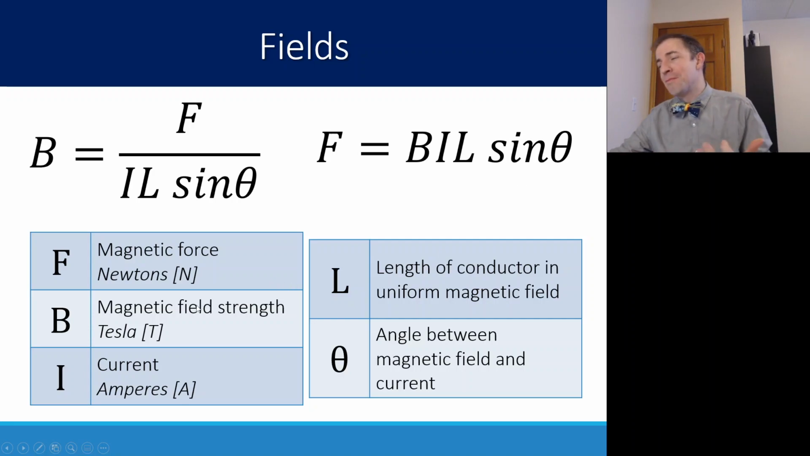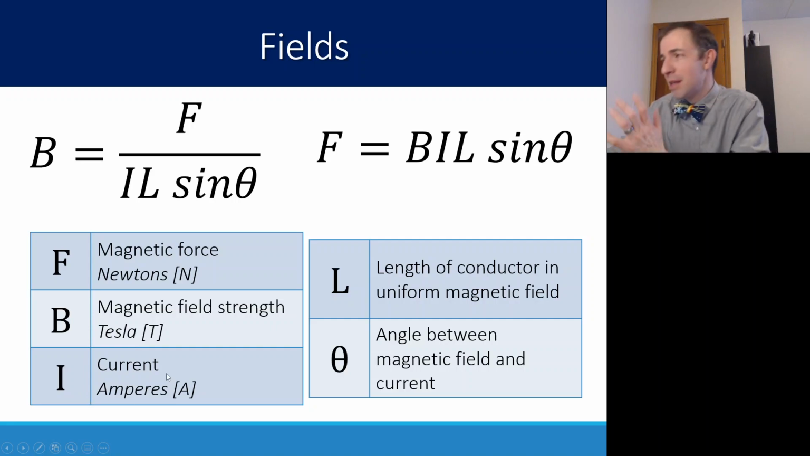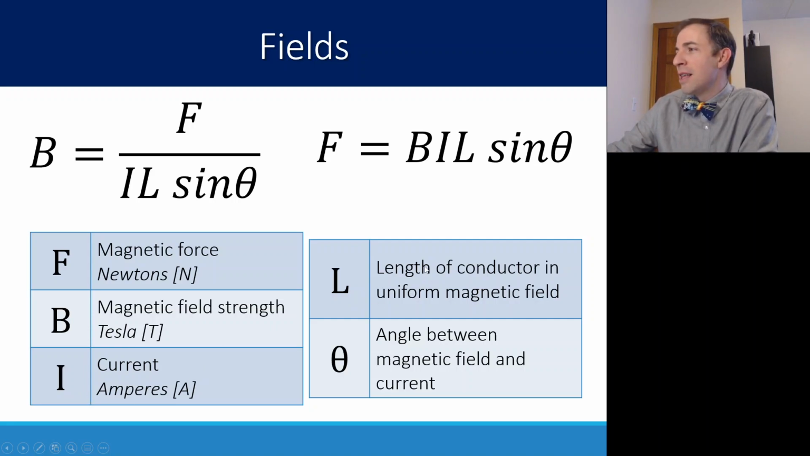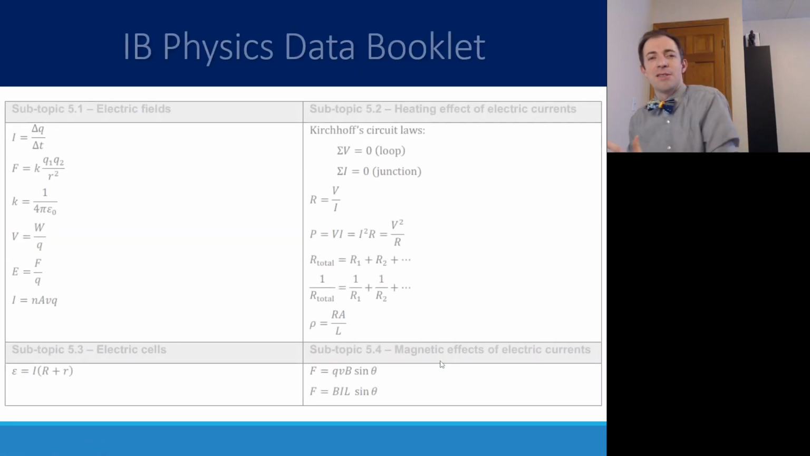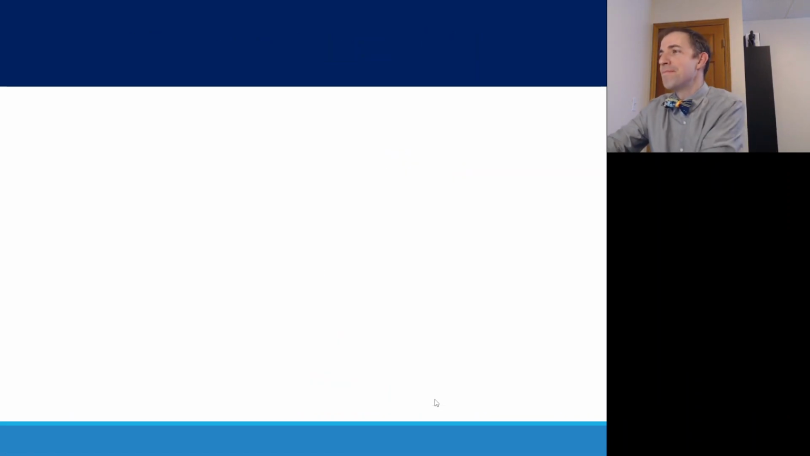It's important that you can recognize what each of these stands for. F is magnetic force, that's in newtons. B is the field strength in Tesla. I is the current still, that's what we looked at before. L is the length of the conductor in the uniform magnetic field, and then theta is the angle between the field and the current. Let's look at an example of this. After we find this in our equation booklet, we can see in subtopic 5.4, there's this equation here. F is equal to B times I times L times the sine of theta.